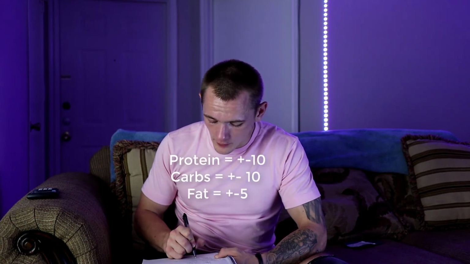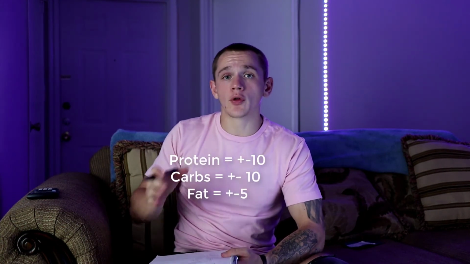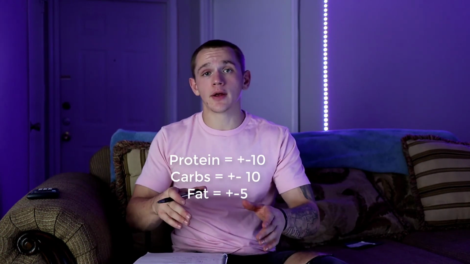Now, the golden rule that I like to do is for protein, we're going to do plus or minus 10. For carbs, we're going to do plus or minus 10. For fat, we're going to do plus or minus 5. Those are the goals that we want to hit every single day, within those allowances of plus or minus 10, plus or minus 5 for your macros.